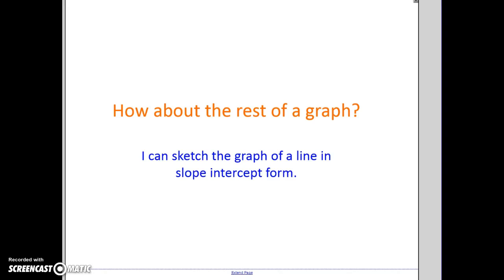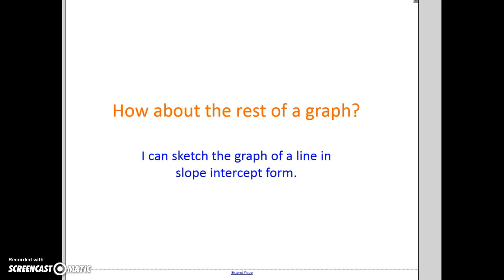Next video, we have a question here, and it says, how about the rest of the graph? Because we've been looking at slopes of graphs, we've been looking at how steep is the line. Is the slope positive? Is the slope negative? Is it flat, so it has a slope of 0? Or is it straight up and down and would require Spider-Man to climb it, which would be a slope of undefined? So today we're going to look at sketching the graph.